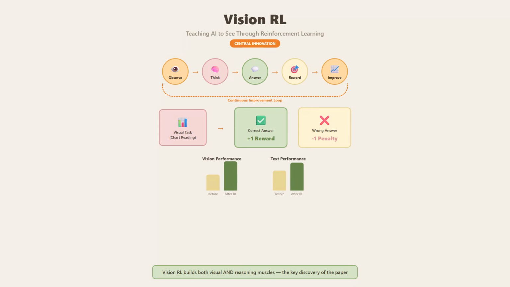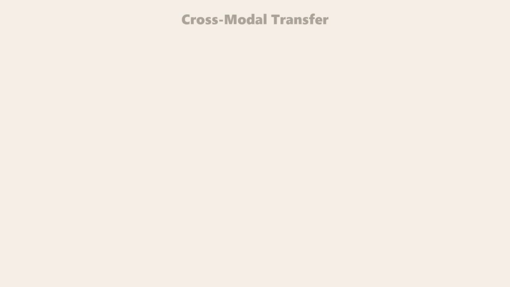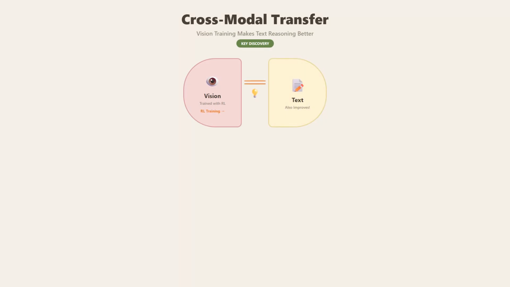This phenomenon, called cross-modal transfer, suggests that Vision RL teaches the model deeper reasoning skills, things like spatial understanding, precise counting, and structured analysis that benefit text reasoning too. This is the key discovery of the entire paper. Let's dig deeper into this cross-modal transfer phenomenon because it's truly remarkable.